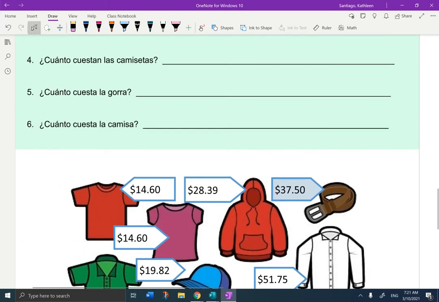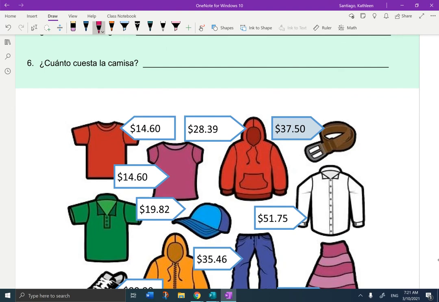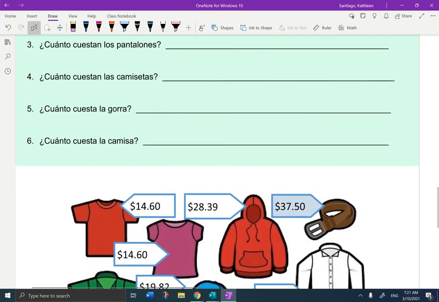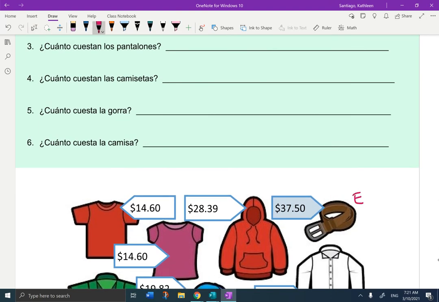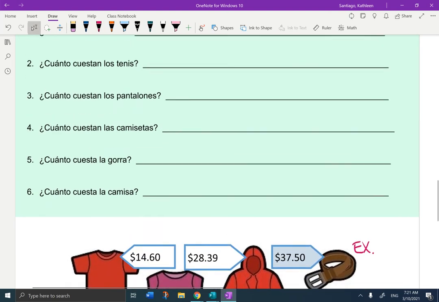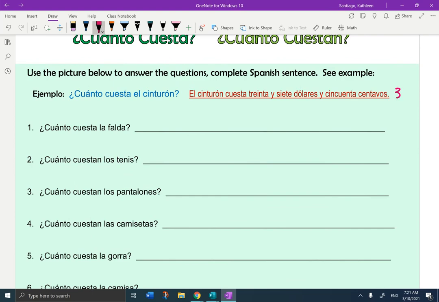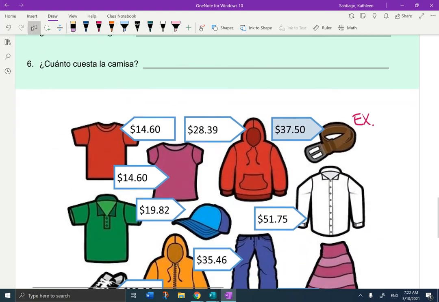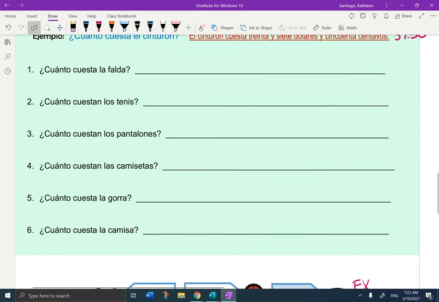So you'd have to go down and find the cinturón, which is the blue price tag, because it is the example, ejemplo, and then go back up and say, okay, let's look at that price again, $37.50. So I'm just writing it here. And if I were you, I would write it like, let's look at the first one, la falda. I would write it here.